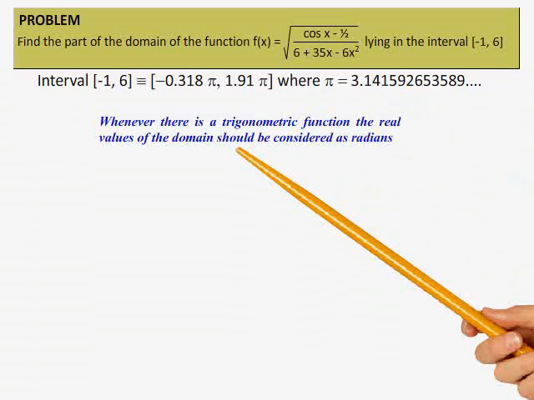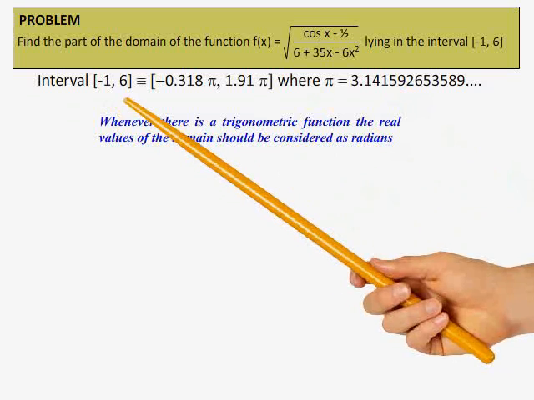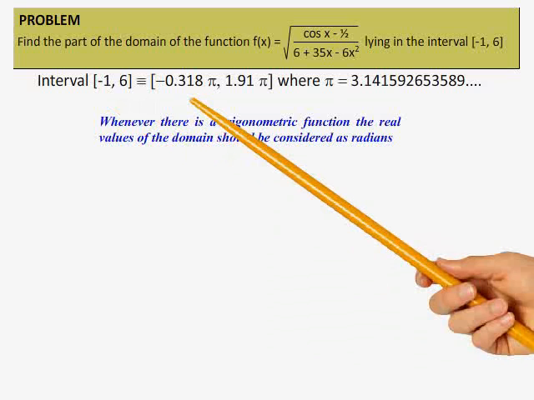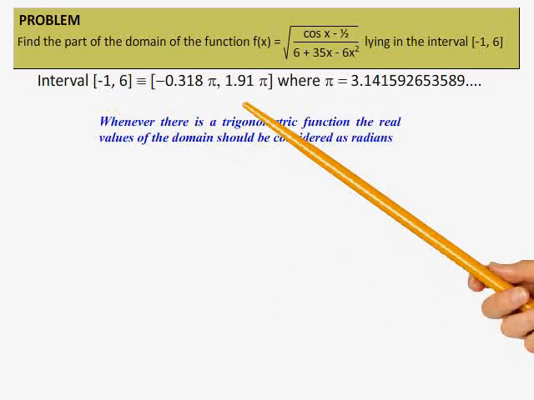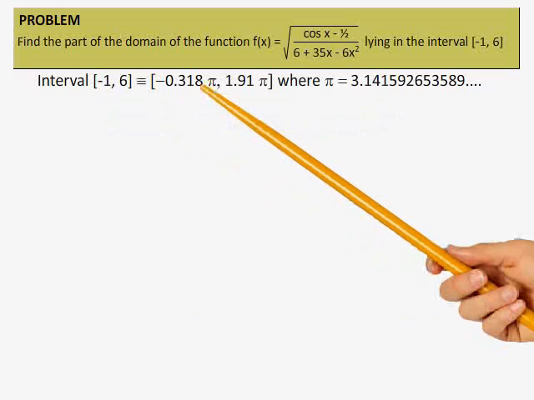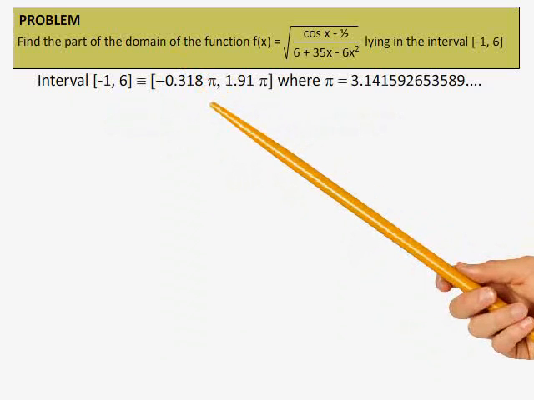In this problem, the interval is -1, 6. Now -1 is equal to minus 0.318 pi radians, and 6 is equal to 1.91 pi radians. So the interval can be rewritten like this. We have to find the domain of the function within this interval only.